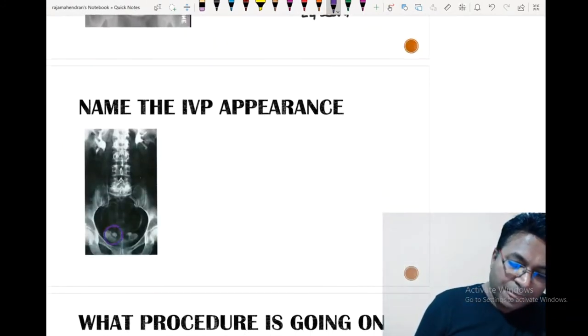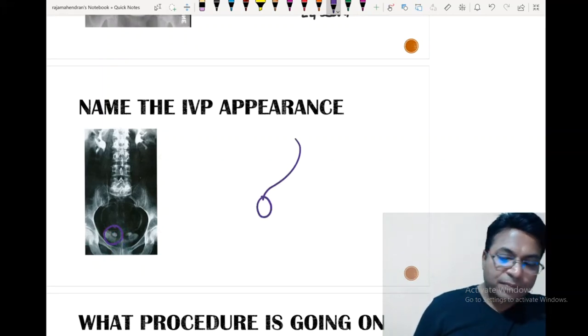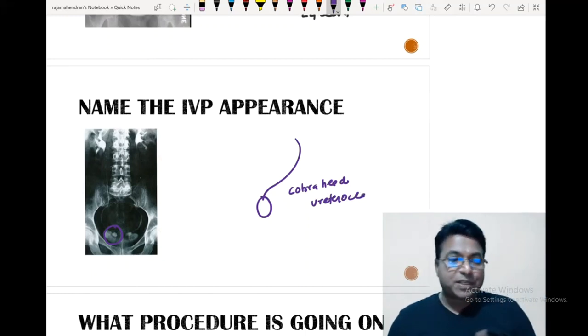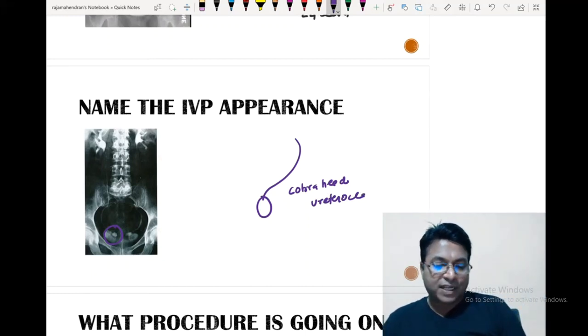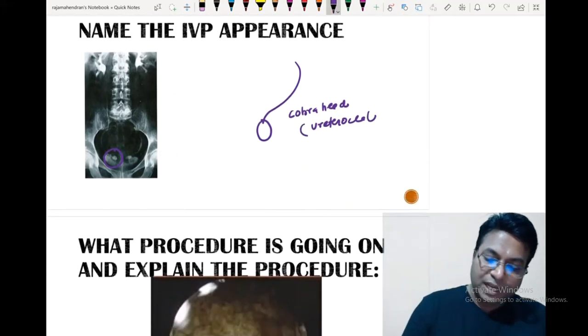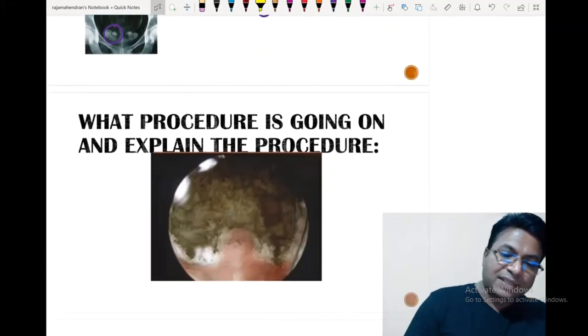What is this? This has an appearance like this. What is it known as? This is the cobra head appearance in ureterocele. So this is the cobra head appearance seen in ureterocele. This is a classical question I want you to remember.